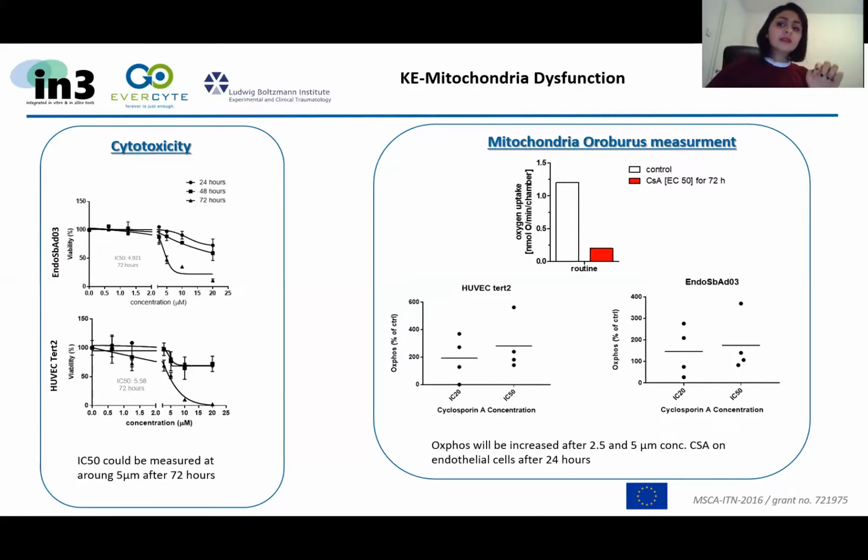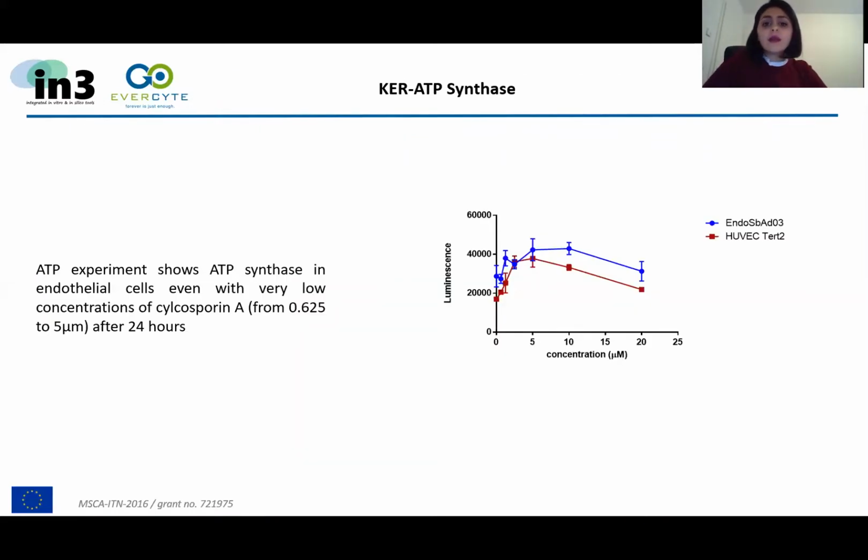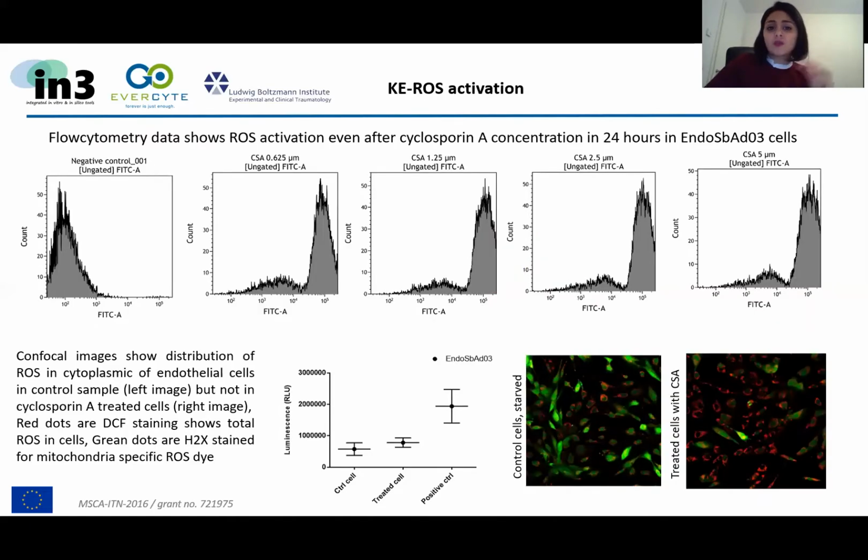And we knew that if this is the case, ATP should be synthesized in endothelial cells after putting these concentrations. So we did an ATP synthesis assay, and as you can see, even in very low concentrations of cyclosporin A, which are 0.6, 1.2, 2.5, and 5 micromolar, we see an increase in ATP synthesis, which was cool for us because it was coming parallel to our hypothesis.